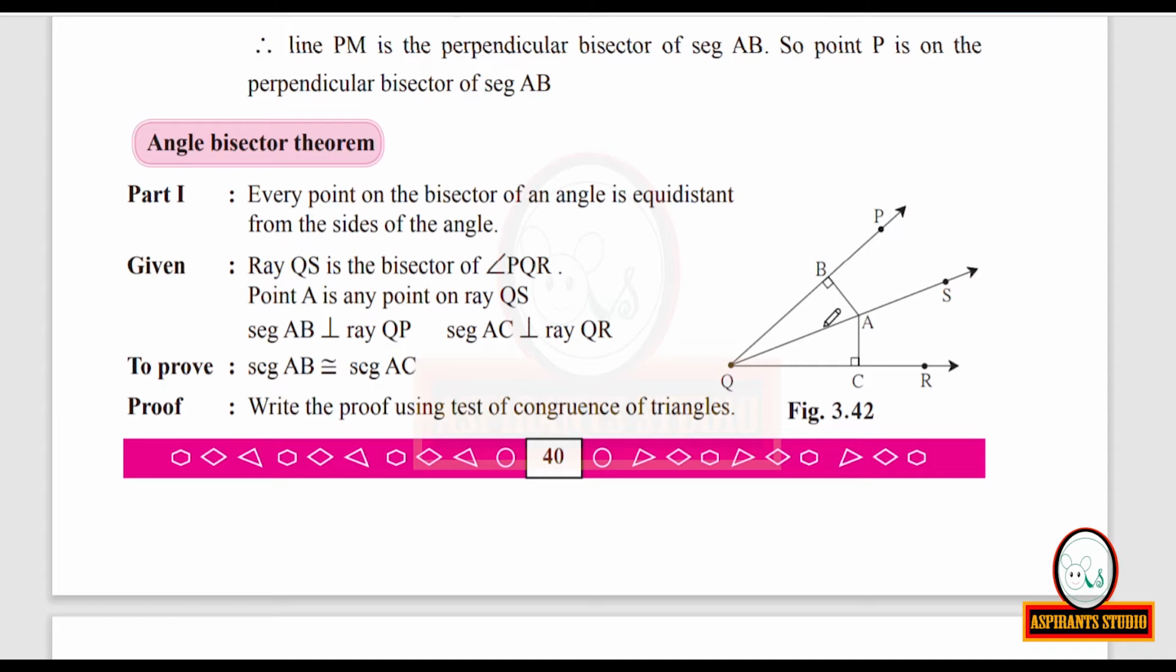Angle ABQ is congruent to angle ACQ. You can write the reason, since each measures 90 degrees. Angle AQB is congruent to angle AQC, since ray QA is a bisector of angle PQR.